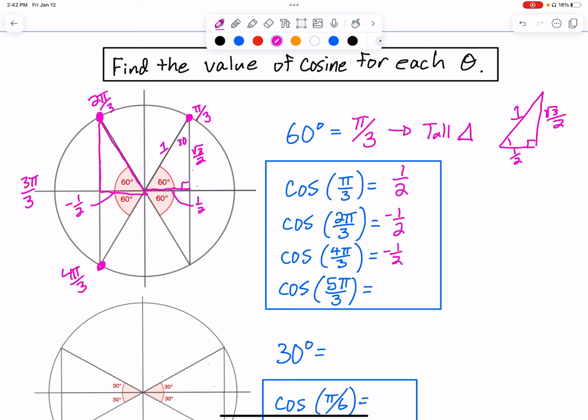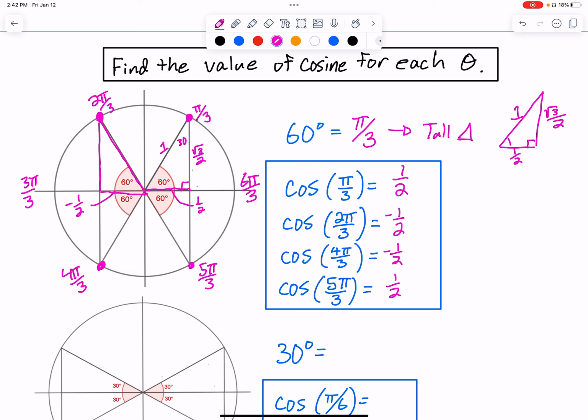It's negative 1/2. And then we got one more here, 5 pi over 3. You could either go up by a third, or you can think this is 6 pi over 3, all the way around once. That's 2 pi. Going back is 5 pi over 3. And you can see that the x value for this one is 1/2. Pretty easy if you know your 30, 60, 90s.